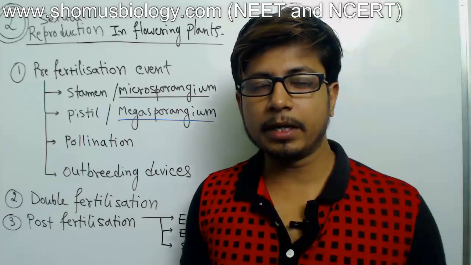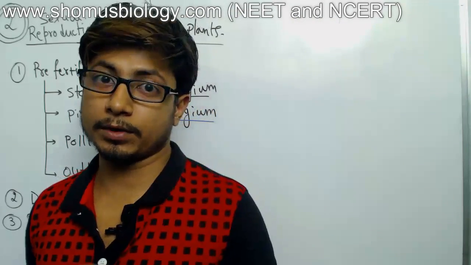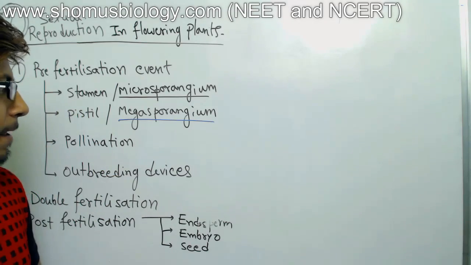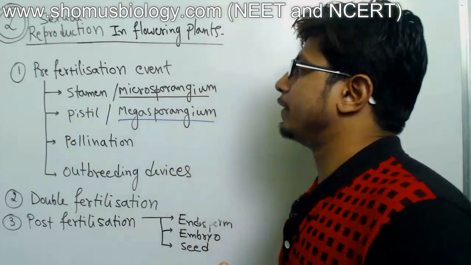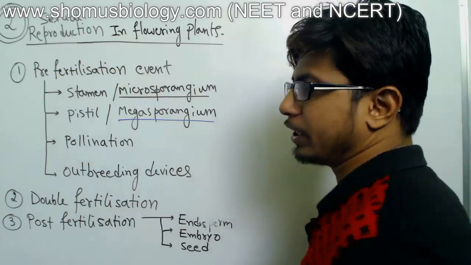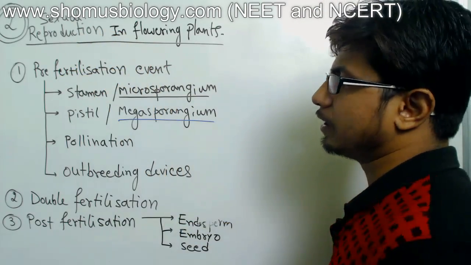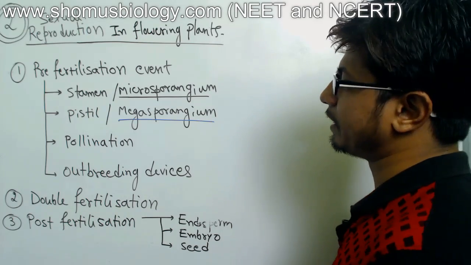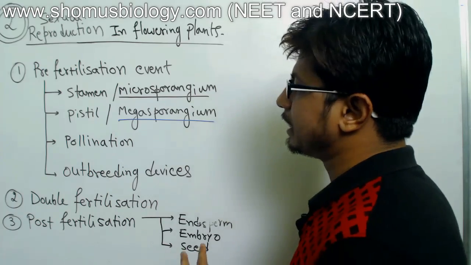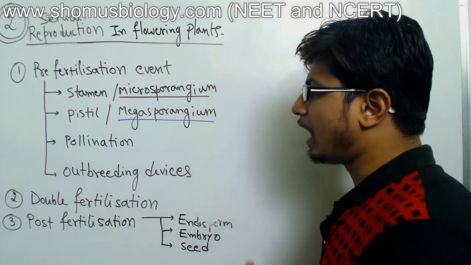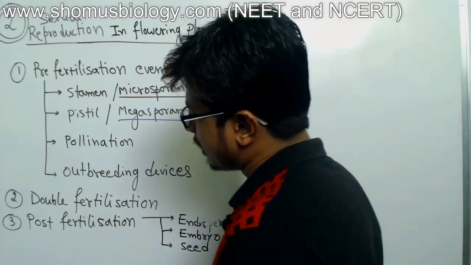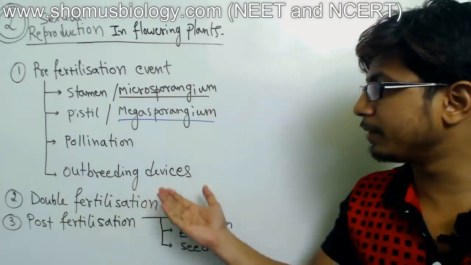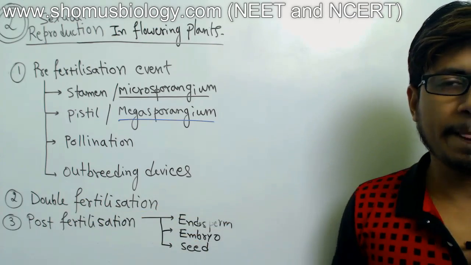Hello friends, now we are looking at the third part of our chapter, sexual reproduction in flowering plants, and we've been talking about the different parts of it. We've been talking about the pre-fertilization event. We talked about the stamen and associated development and pistil and associated development. Now it's time to understand the idea of pollination and outbreeding devices. Both of these terms are really important to understand before the double fertilization event.